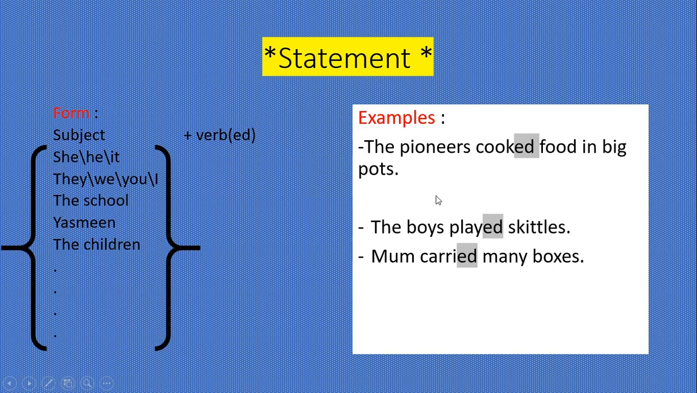The pioneers cooked food in big pots. We added ED to the verb because it is in the past tense. The boys played skittles. We added ED. We didn't change the Y into I because here we have a vowel. Mom carried many boxes. Carry ended with Y, but we changed the Y into I because here we have a consonant plus Y. So the Y was removed, and we changed it into IED. So mom carried many boxes.